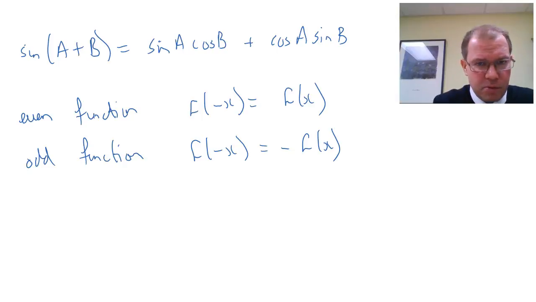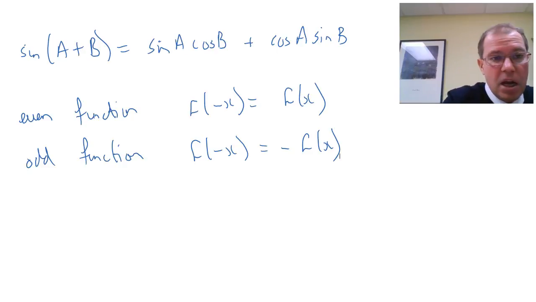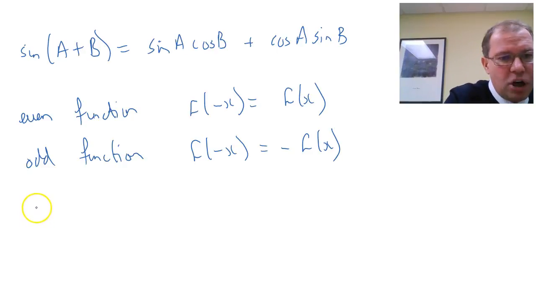Just a really quick recap. Remember, if a function is even, f of minus x is f of x, and if a function is odd, f of minus x is minus f of x. So in particular, we have that cosine x is definitely an even function.